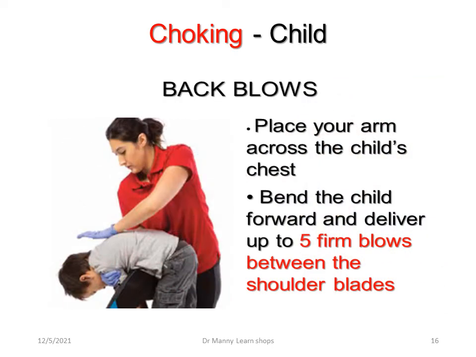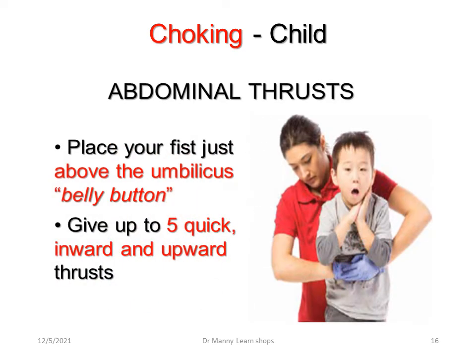Back blows mean placing your arm across the child's chest, bending the child forward and delivering up to 5 firm blows between the shoulder blades. Then you can alternate it with an abdominal thrust, placing your fist just above the umbilicus, the belly button, and giving up to 5 quick inward and upward thrusts.